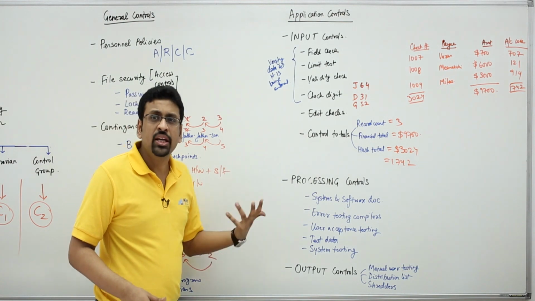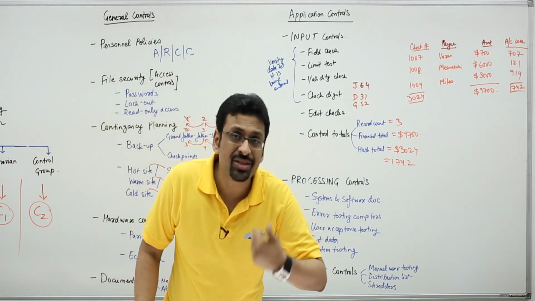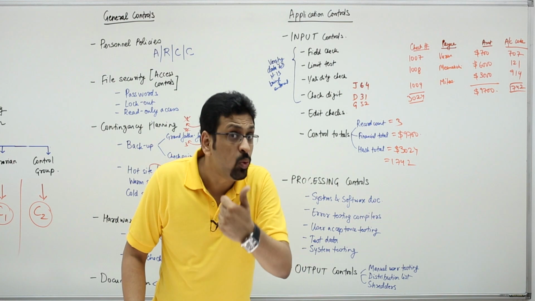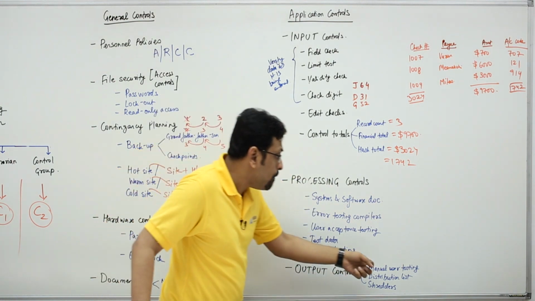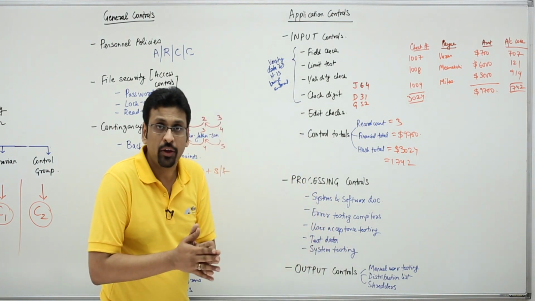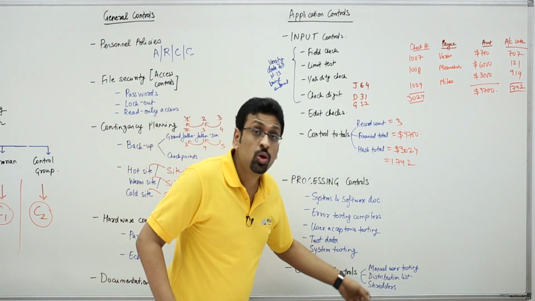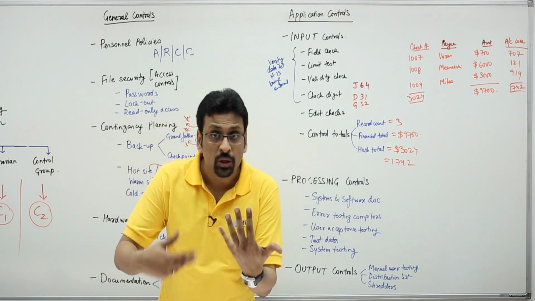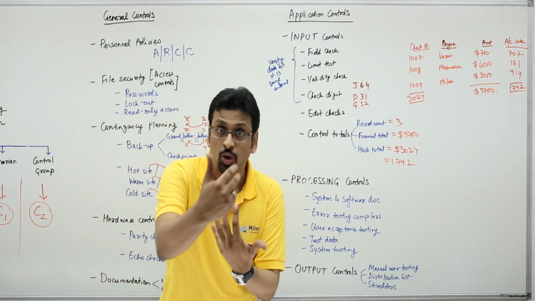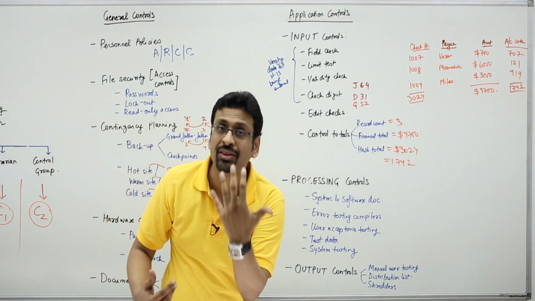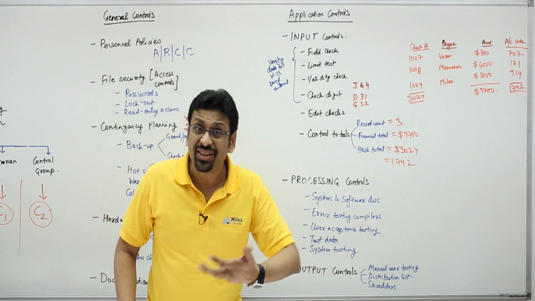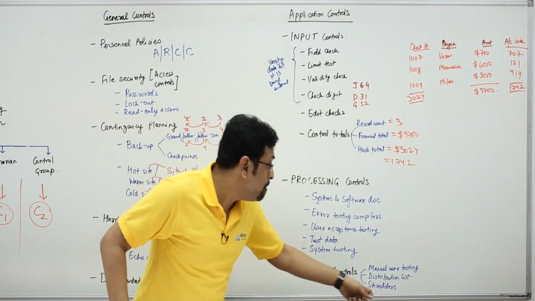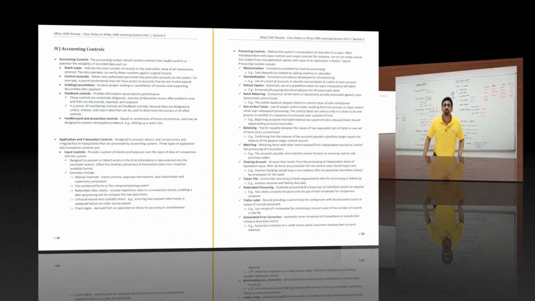Output controls: here you want to make sure that the processed results are valid, and you want to monitor the distribution and use of output. So you do manual user testing to check if the output is fine. You might want to look at the distribution list before the output gets distributed to make sure it's only distributed to authorized people, people who should be receiving this output. And if it's sensitive information, better use shredders.